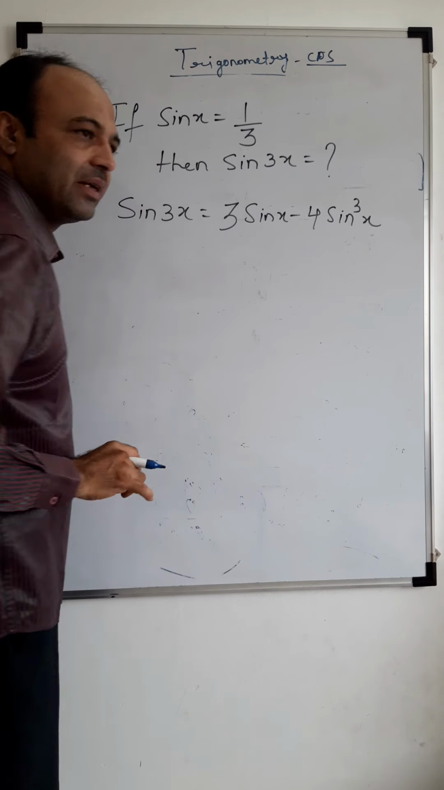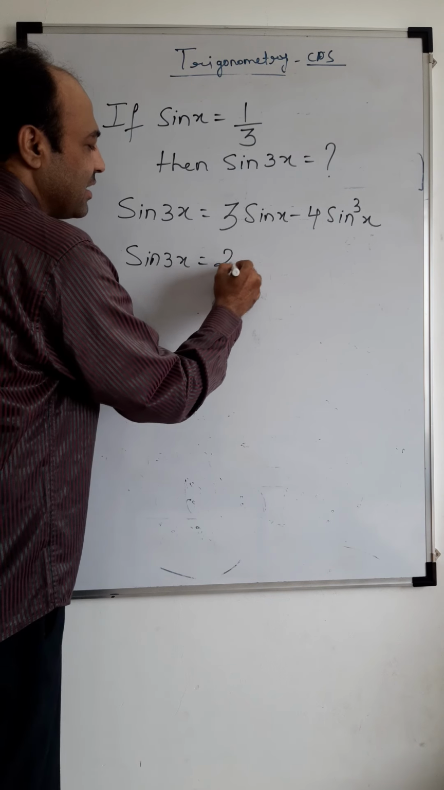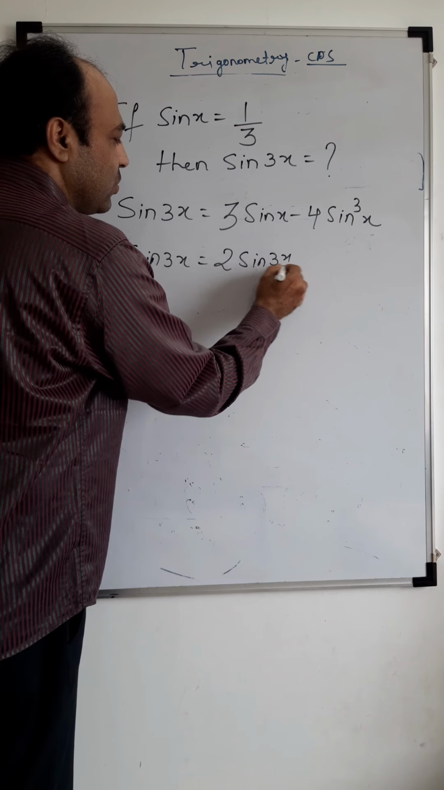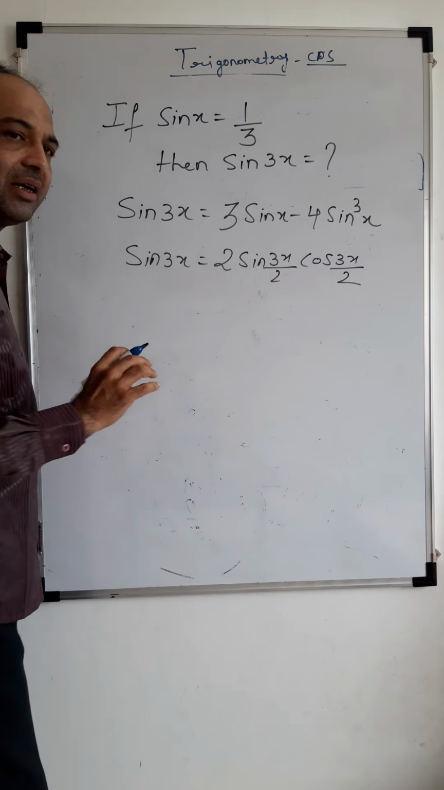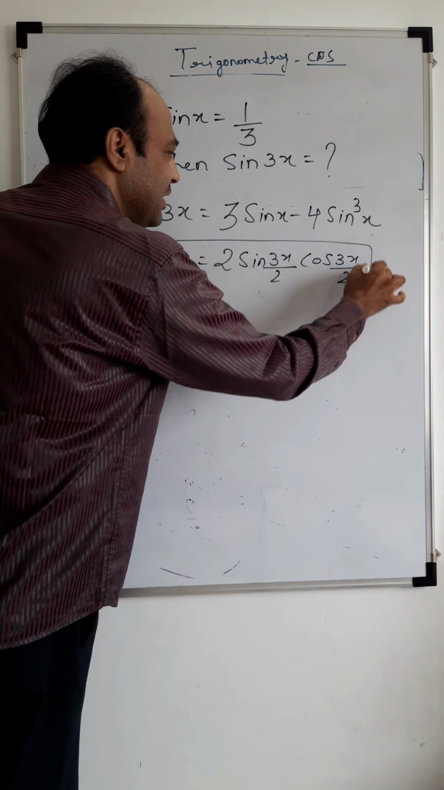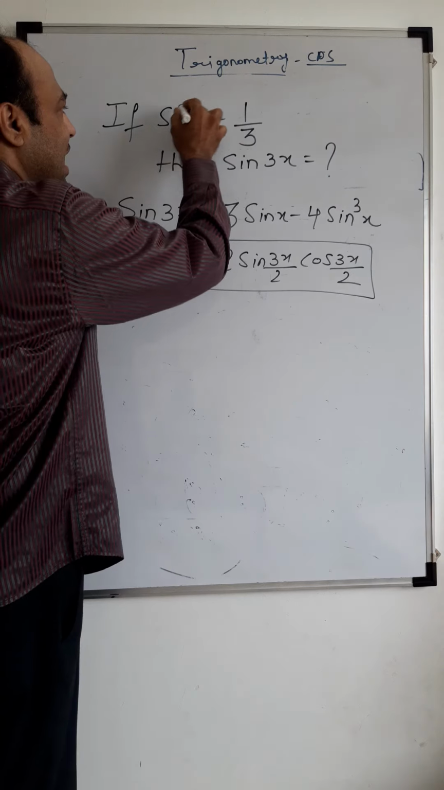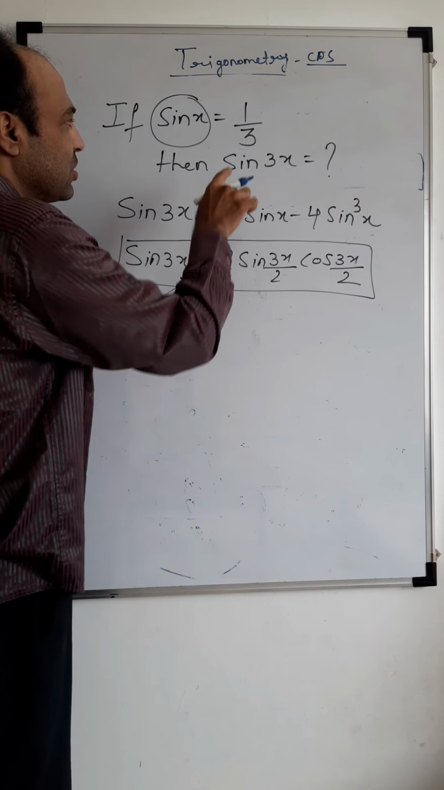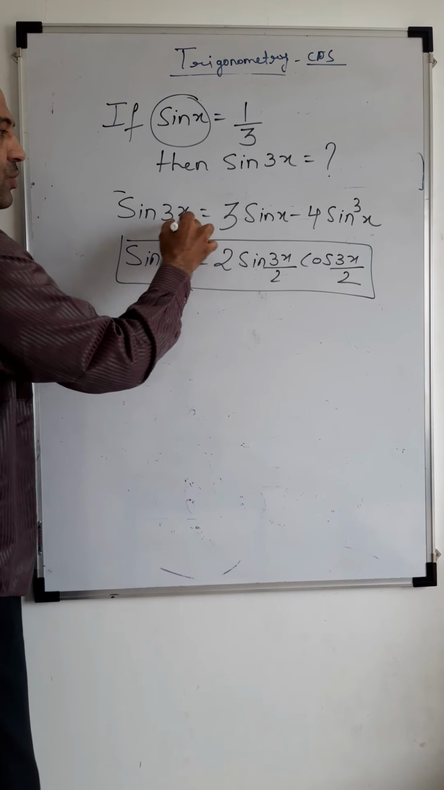See, sin 3x, I told you, you can also write as 2 sin 3x by 2 cos 3x by 2. But this result we use most of the time in calculus, so we are not using it here. Why will we not use it? Because we have the information sin x equals 1 by 3. So look at sin x and sin x here. So this result is useful.